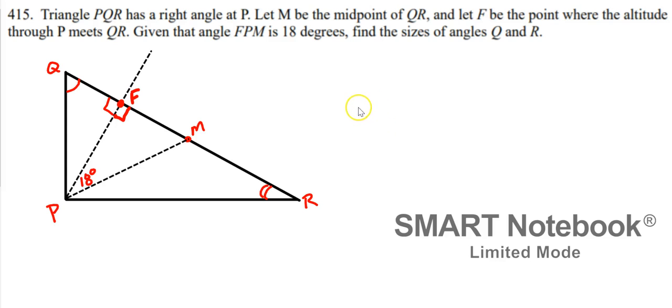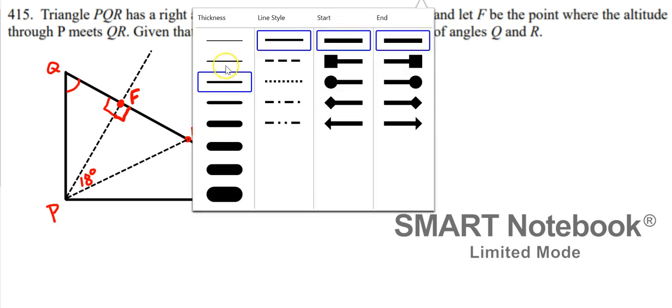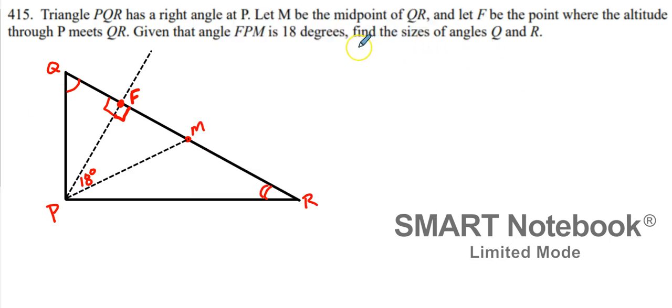All right, guys, we're looking at problem 415. Basically, what I did was start by drawing a diagram using the given information. So the first 1, 2, 3, or I guess 2.5 sentences are just describing the situation, and this is the situation. What they want you to do is find the measures of angles Q and R. So that's this guy right here and this guy right here.